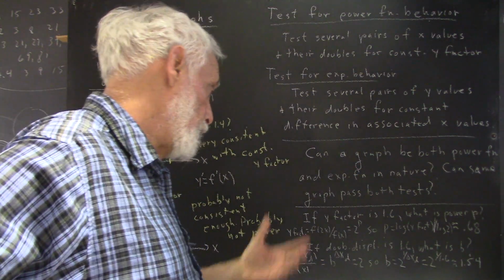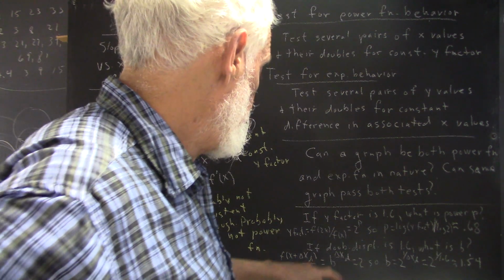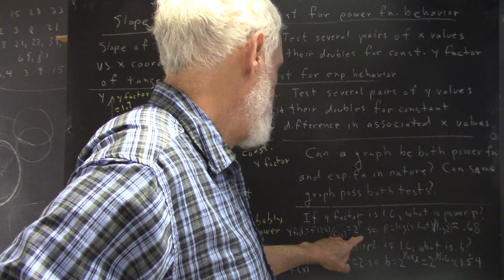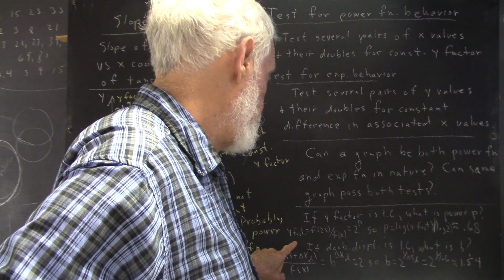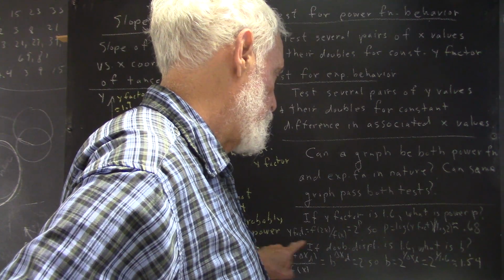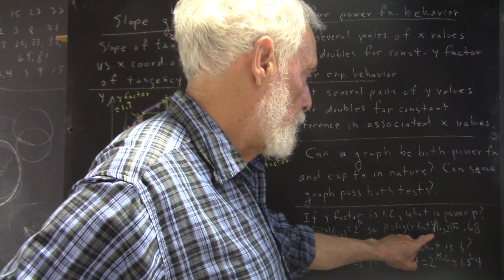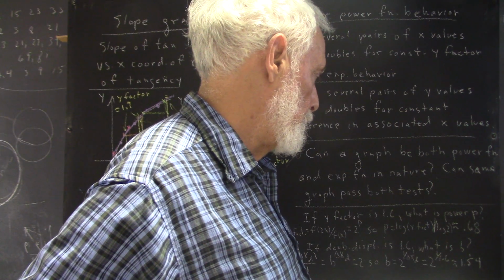Hopefully you've got that in your notes. Hopefully you can review it if not. But this says that 2 to the p has to equal the y factor, and the solution to that equation is that p is the log of the y factor divided by the log of 2.